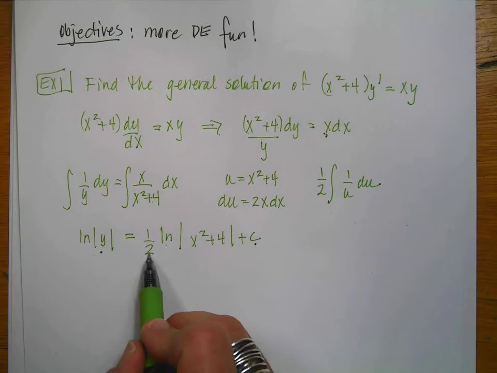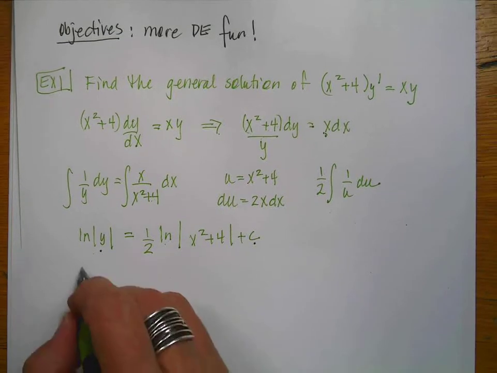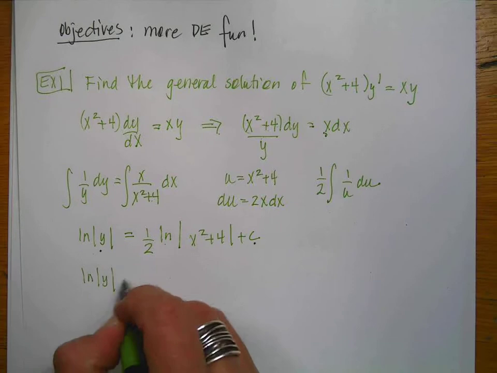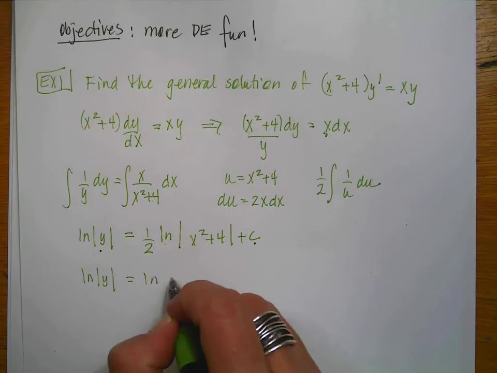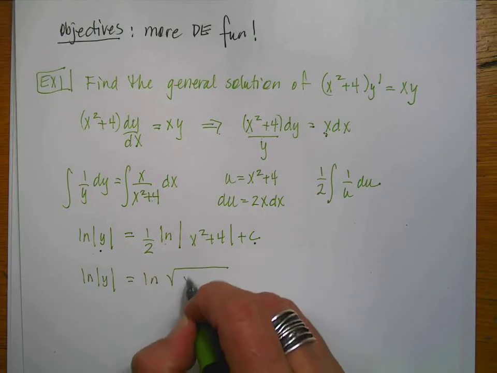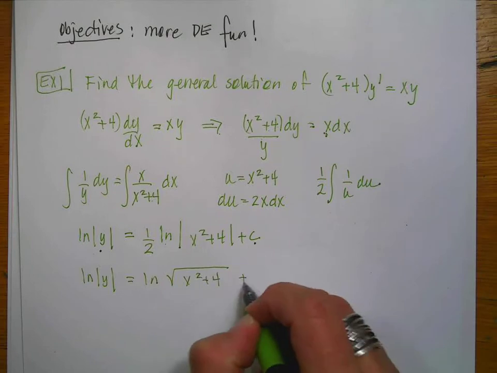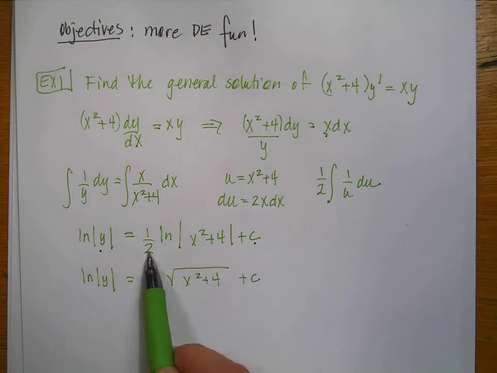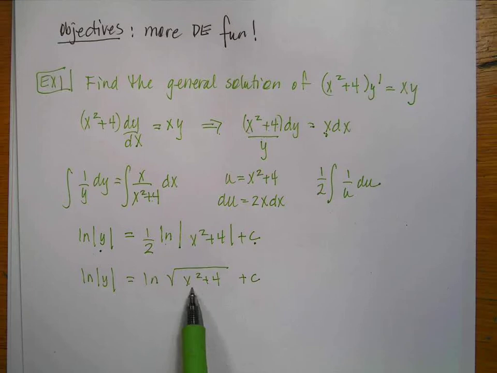So the next thing that I'm going to do is move this half, and rewrite this as the natural log absolute value of y is the natural log square root of x squared plus 4, and then plus c. This is the properties of exponents that moves it to here. The absolute value can go away because x is squared, and so the value is always going to be positive, and then I have my square root.